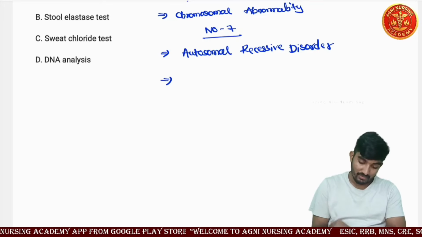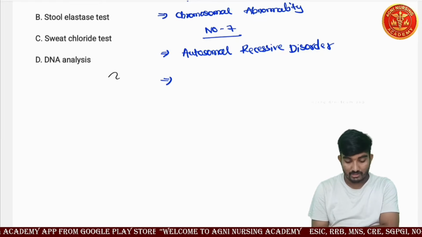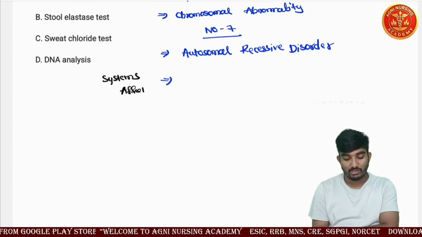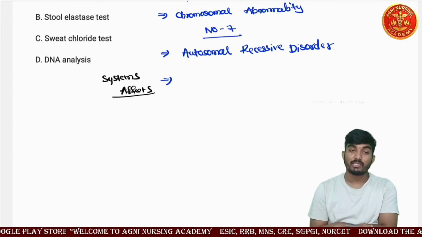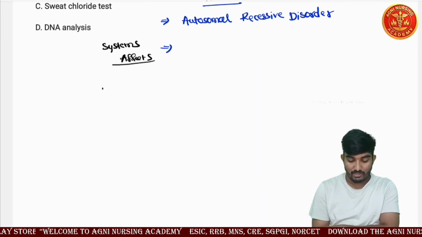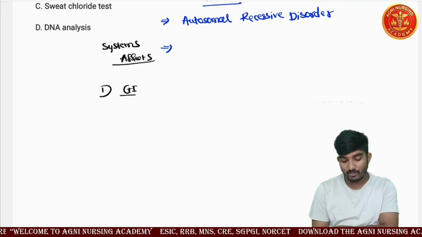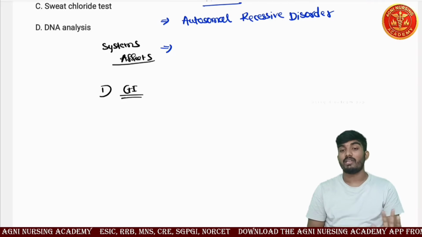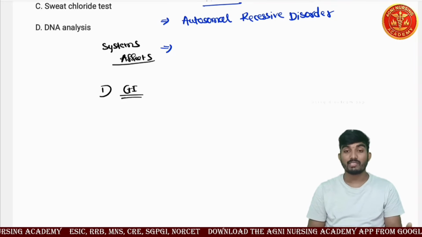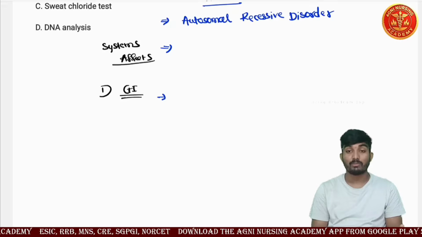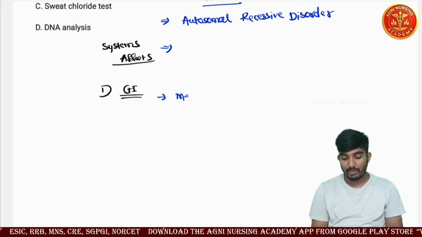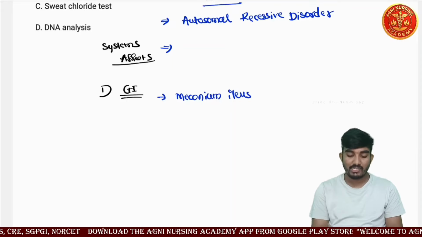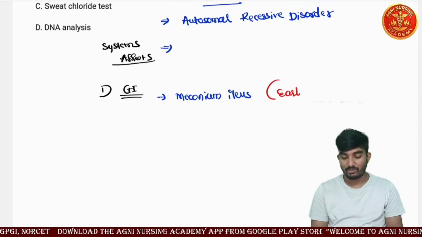Which systems will be affected? We can see them one by one through the clinical features. First one is the GI system. In the GI system, the secretions from the liver and pancreas will be affected. Taking the clinical features one by one, first is meconium ileus. Meconium ileus is the earliest feature in cystic fibrosis.